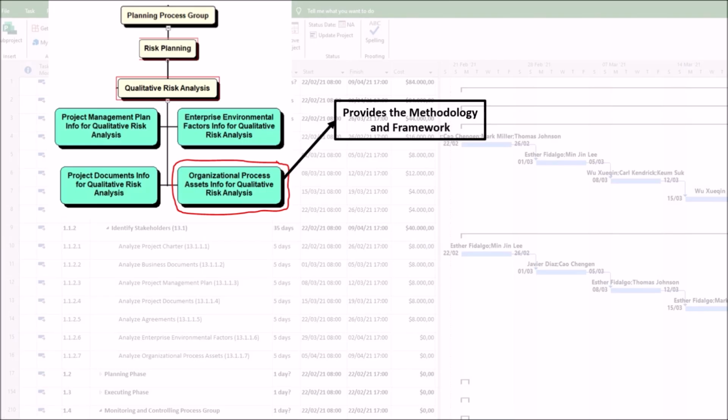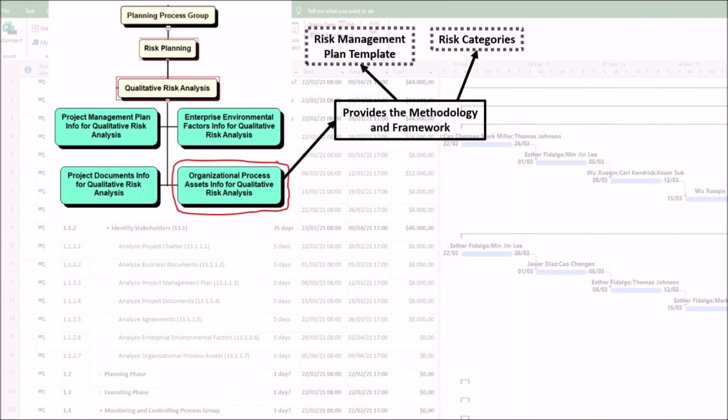1. Provides the methodology and framework. First, risk management plan template. Often part of organizational process assets, this provides the predefined framework for how qualitative analysis will be conducted. Second, risk categories, such as risk breakdown structure, or RBS. A standard RBS stored as an organizational process asset ensures risks are categorized consistently across all projects, making analysis and reporting more coherent.